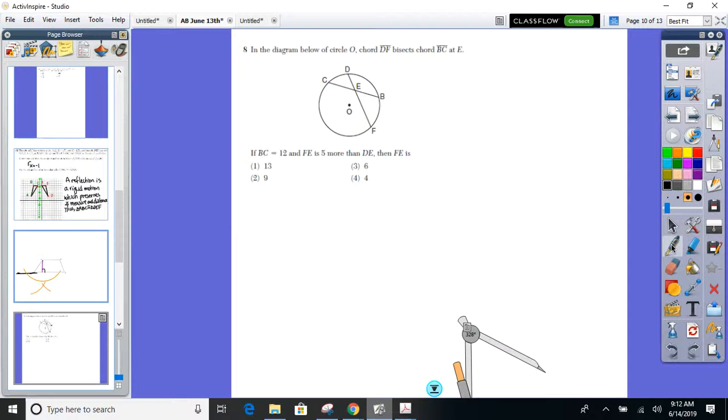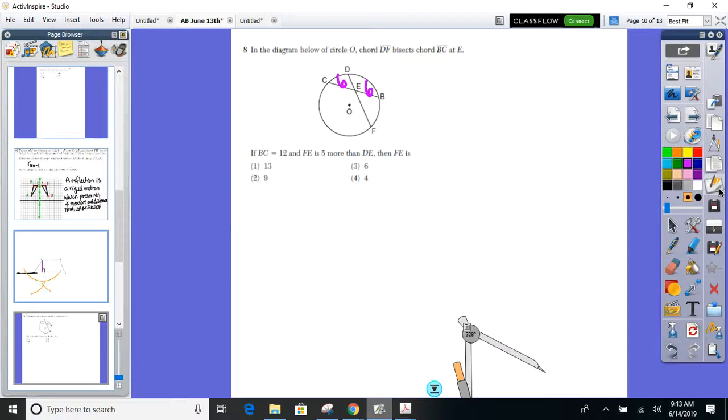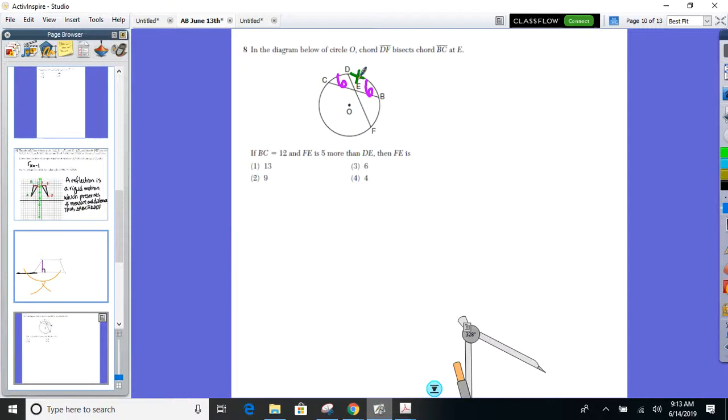All right, a lot going on here. BC is 12, and what also is happening to BC? It's getting bisected by DF, so anybody want to throw anything on CE or EB as numbers go? 6s. That 12's getting bisected, so 6 and 6. And then FE is 5 more than DE. What are we throwing on DE? X, all right. We're going to throw X plus 5 on EF.